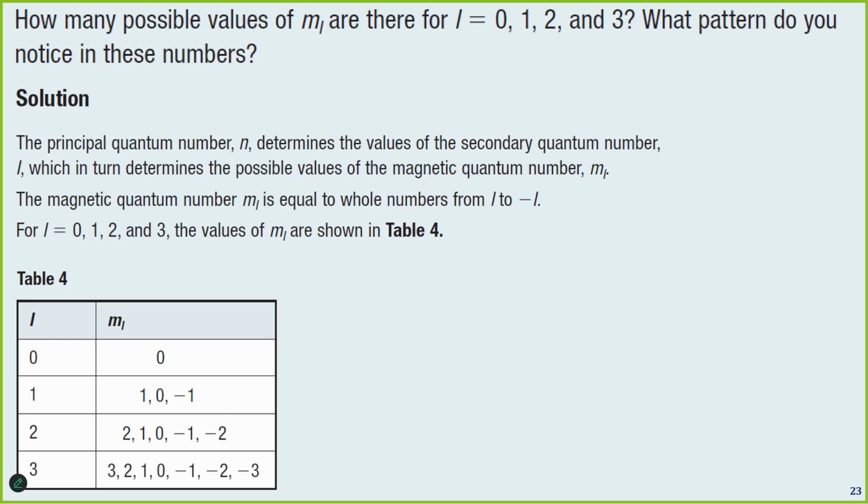When L equals 0, ml can be 0 only. When L equals 1, ml could be positive 1, 0, and negative 1. When L equals 2, ml could be positive 2, positive 1, 0, negative 1, and negative 2. And when L is 3, ml could be positive 3, 2, 1, 0, and negative 1, negative 2, and negative 3. Did you get it?